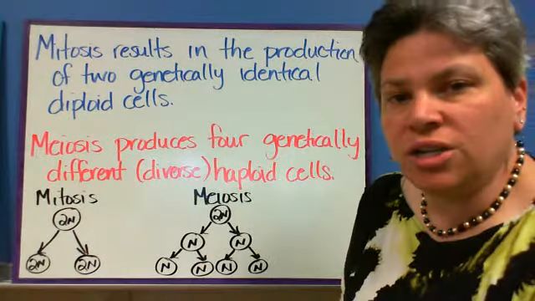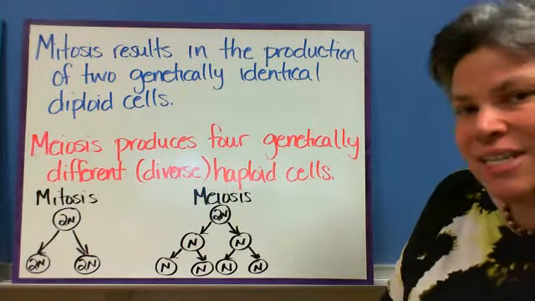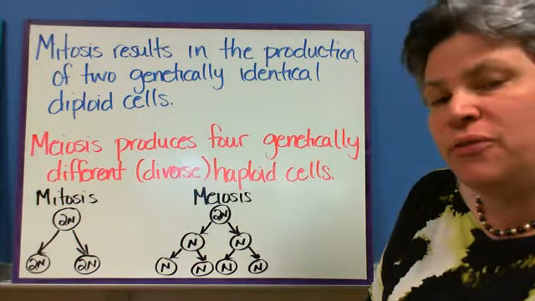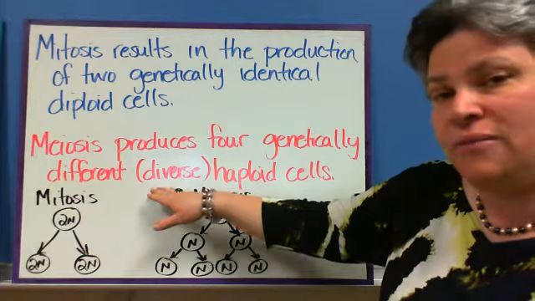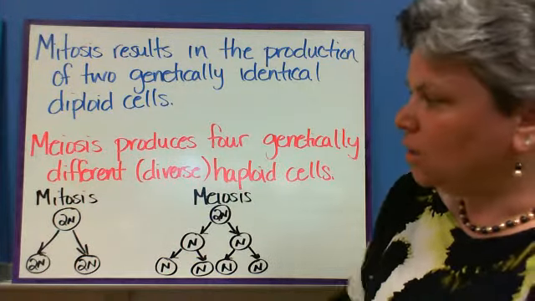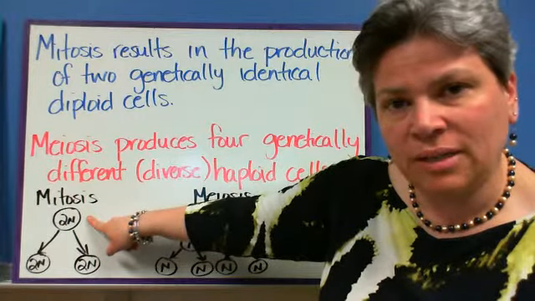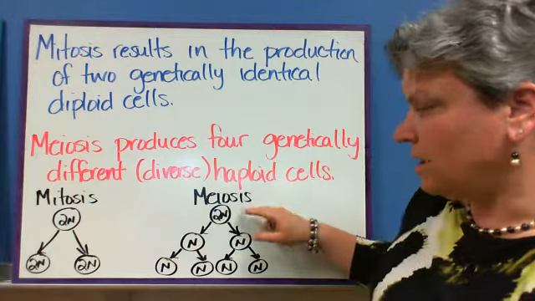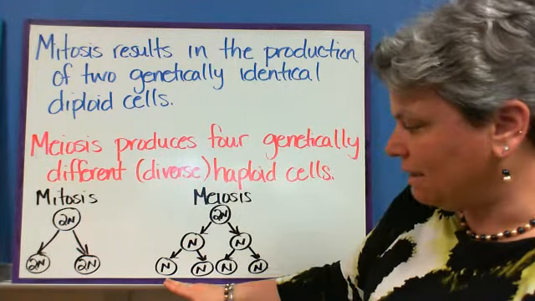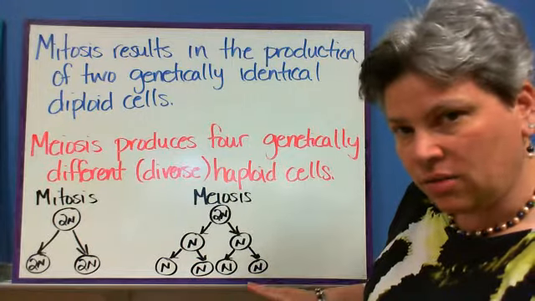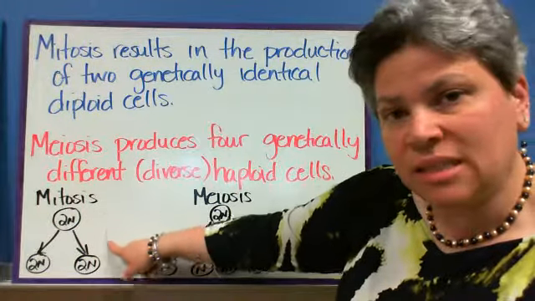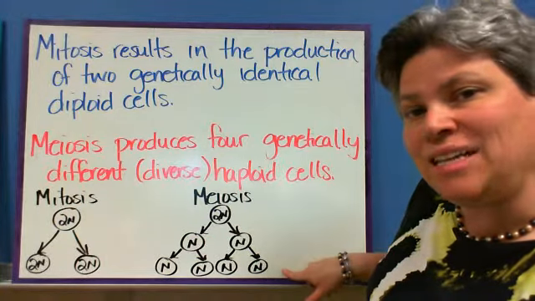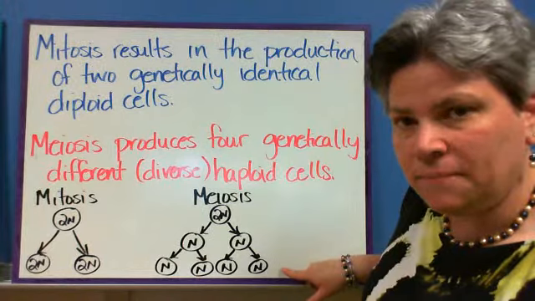Mitosis results in the production of 2 genetically identical diploid cells. Meiosis produces 4 genetically different or diverse haploid cells. So in mitosis, I start with a 2N cell and I get 2 2N cells. In meiosis, I start with a 2N cell and I get 4 N cells. Here I am genetically the same in mitosis. Here I am genetically different in meiosis.